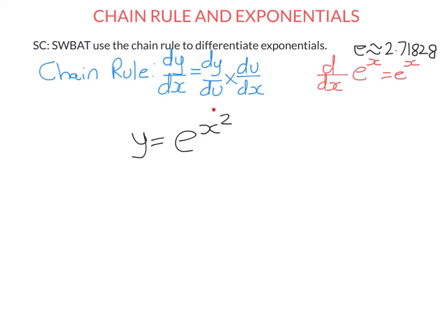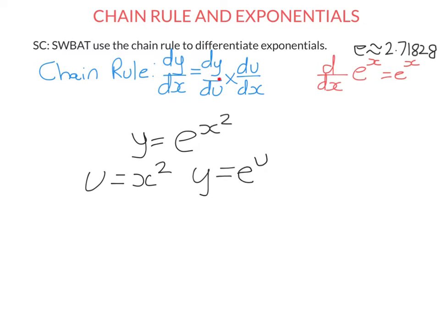So we have that x squared is a function and raising e to x squared is another function. We have a function of a function. So we're going to let u be the first function. We're going to let u be the thing with x's in it, what is in the power. So if u is equal to x squared, then y is just e to the power of x squared, e to the power of u.